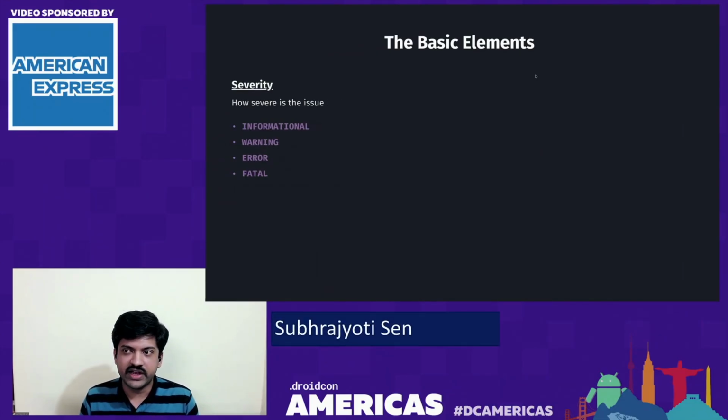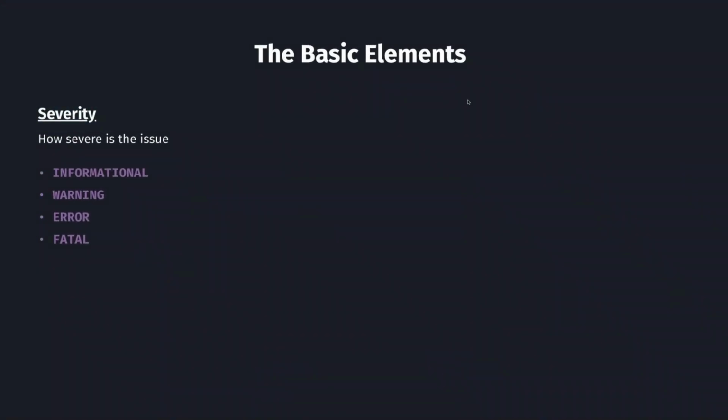Next would be the severity of the particular lint issue. You can see that there are 4: informational, warning, error, and fatal. Informational is when you just want to guide the developer in a certain direction. Warning is something that should be avoided, but it's okay even if it's not.